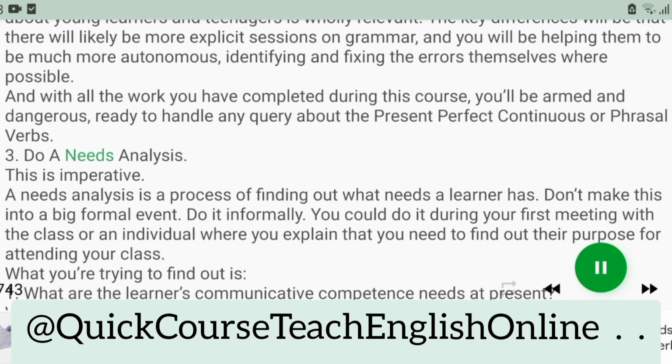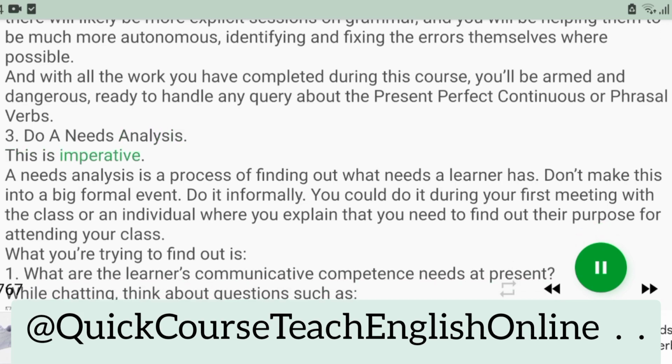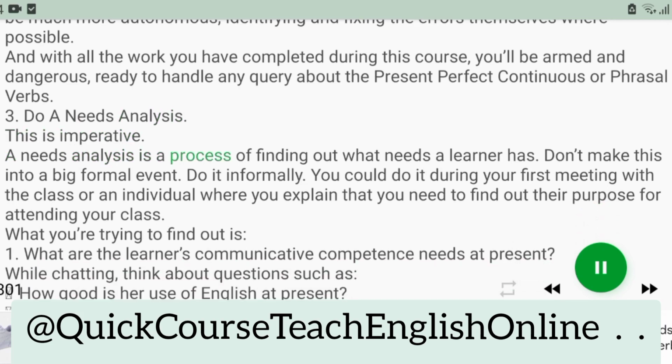3. Do a needs analysis. This is imperative. A needs analysis is a process of finding out what needs a learner has.